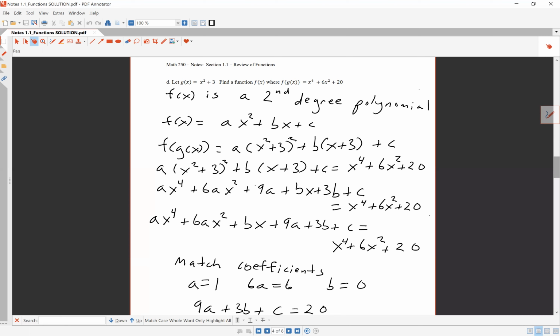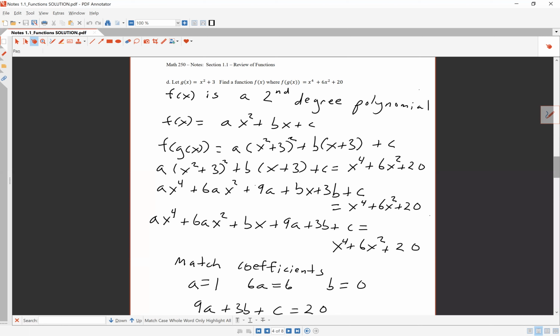Students, we make sure we combine like terms. In this case, it's not too hard because the only like terms are the constant terms. Then write it in standard form. So we have ax to the 4th plus 6ax squared plus bx squared, and then 9a plus 3b plus c. We want that to be equal to x to the 4th plus 6x squared plus 20.